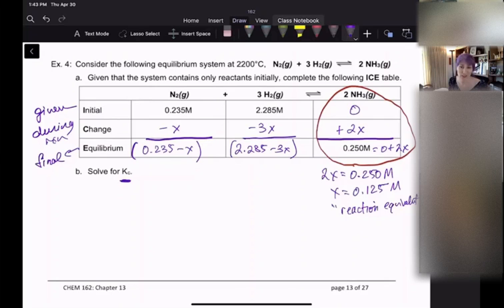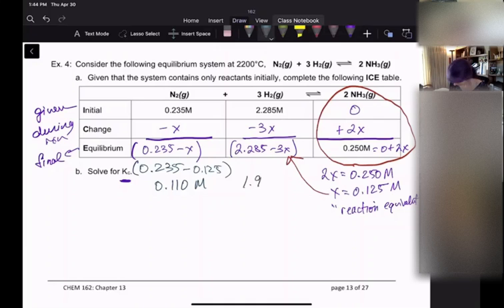That's the x value, so I can plug that in here, right? I can say this is actually 0.235 minus 0.125. And now I've got a value. And then similarly, we'll plug that in here, and that'll be a 0 because we have 3 decimal places.